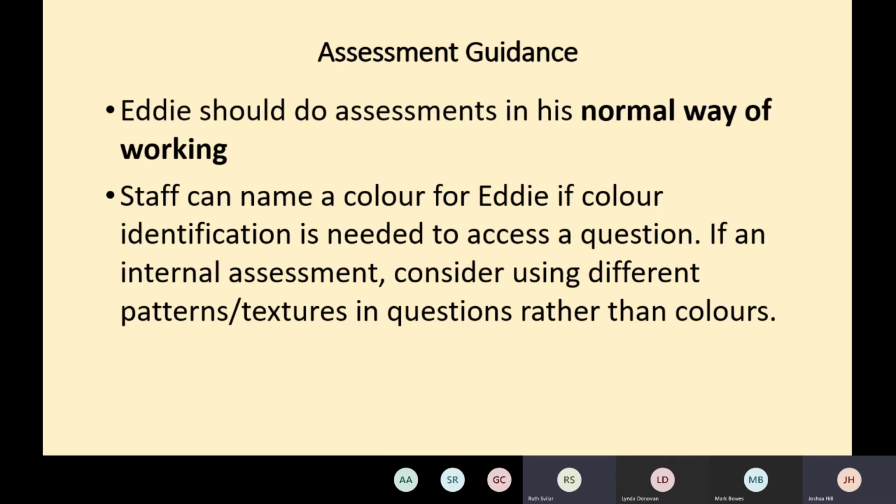Eddie should do his assessments in his normal way of working. And again, this is always stressed in all the national exams that come later on. It should always be how he normally accesses work in the classroom.